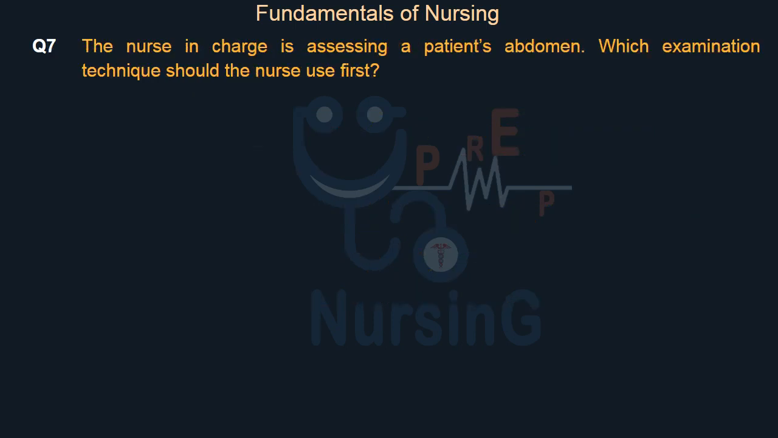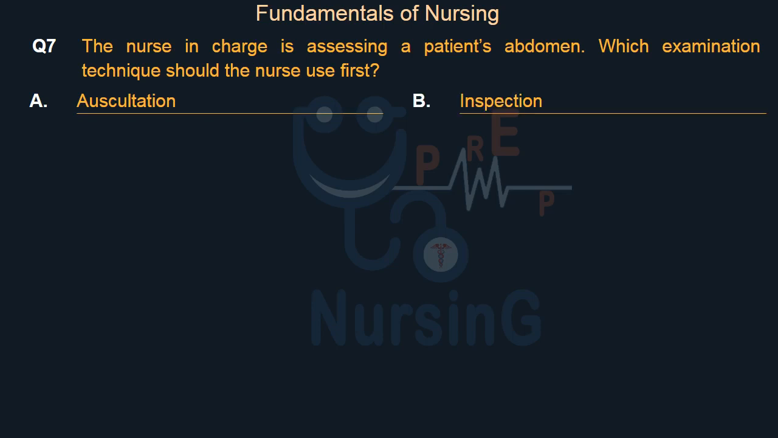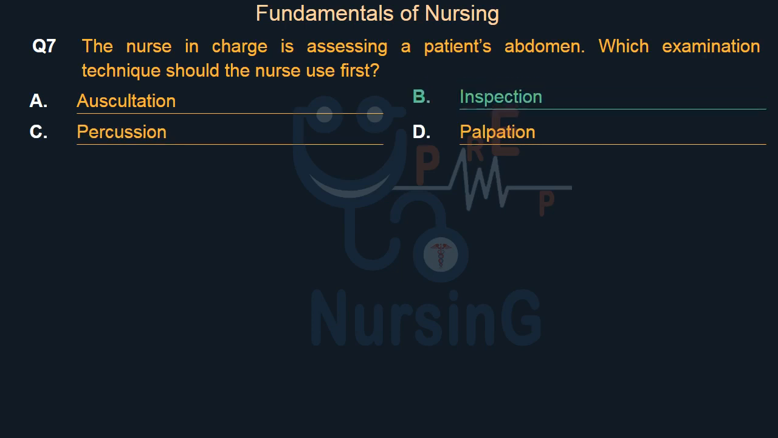The nurse in charge is assessing a patient's abdomen. Which examination technique should the nurse use first? Option A. Auscultation. Option B. Inspection. Option C. Percussion. Option D. Palpation. Right answer is Option B.